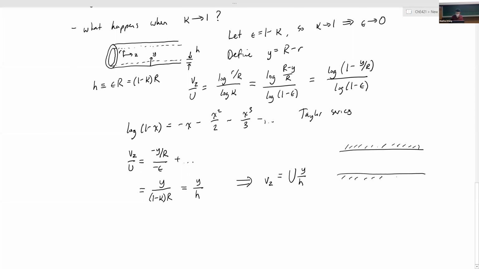This is flow between two parallel plates, where the top plate moves at a speed of u. I have an axis y increasing in this direction. The thickness of the fluid between these two plates is h, and the flow looks something like this.